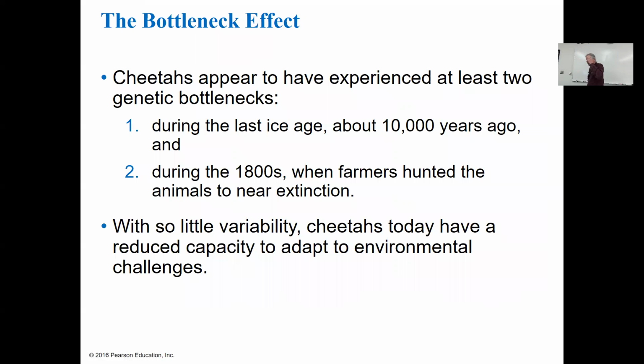So cheetahs are a good example. They appear to have experienced at least 2 genetic bottlenecks. If you look at cheetahs, there's very little genetic variability between them. Something happened about 10,000 years ago that really wiped out a large percentage of cheetahs. And then during the 1800s, farmers hunted the animals to near extinction because they were killing their farm animals.